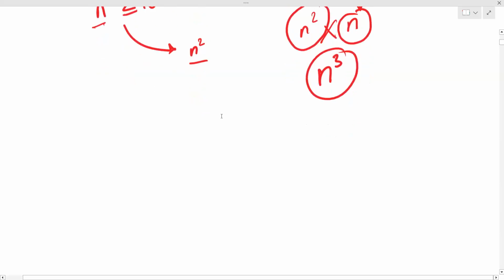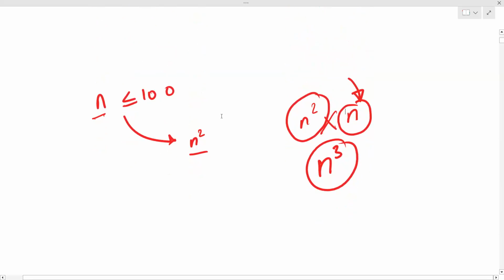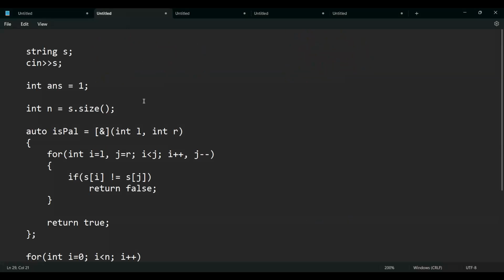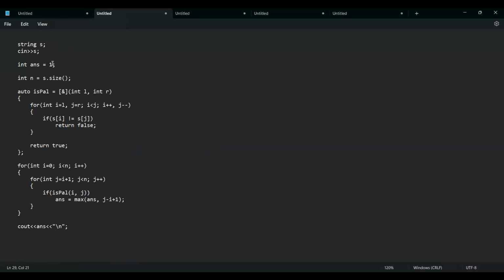So is this thing clear? Can I show you the implementation? Is anyone having any doubt in this? Clear. Okay. So this is the implementation. In this, the answer 1 is always possible because if your string has at least one character, a substring of size 1 is always a palindrome. So that's why initially I'm initializing my answer as 1.